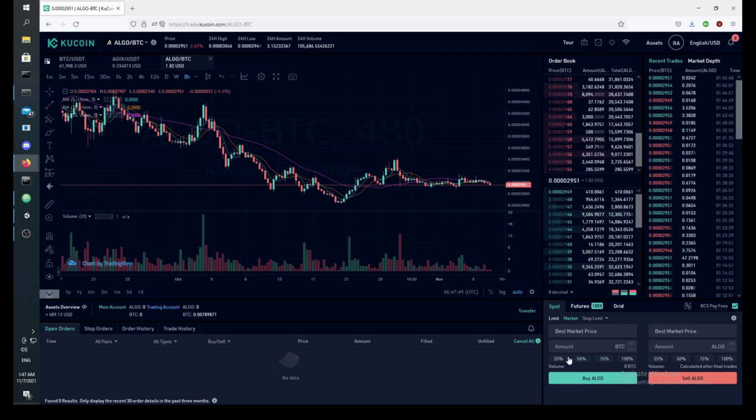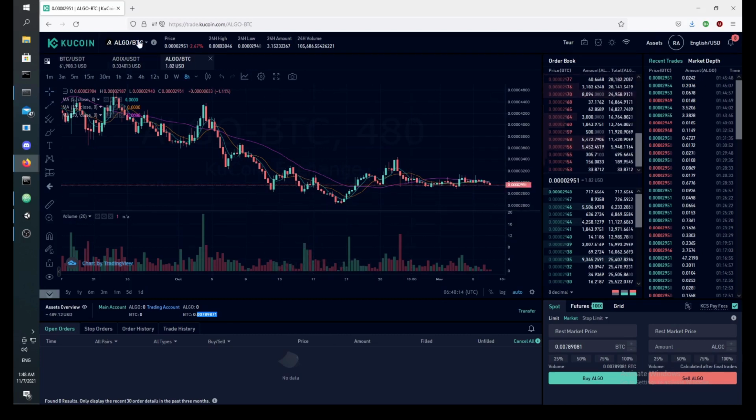And so you have different options here. You can have 25% of your Bitcoin. So this is how many Bitcoins I have in the account, right? So I can take 25% of that, 50% of that, 75%, or 100% of that. And if I choose 100%, I can transfer all my Bitcoin to buy Algorand or whatever coin you're trying to buy right now. If I hit buy, it'll go ahead and do that.